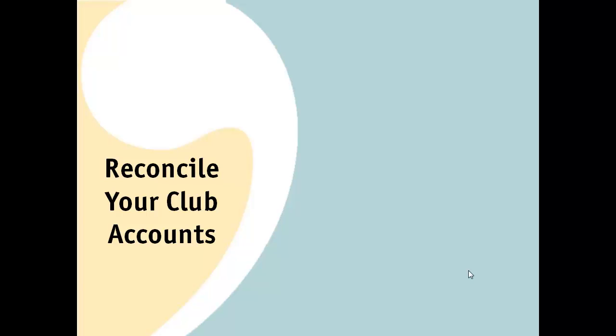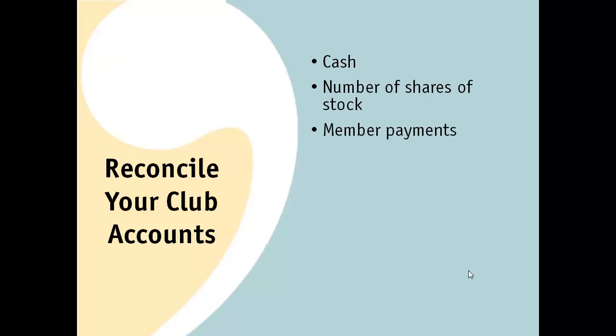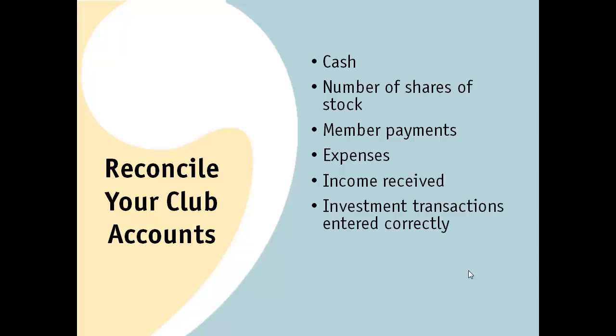Once you have paid him, it's not very easy to correct a mistake. So do not go any further unless you are sure all of these things are correct. Your cash balance in bivio agrees with your financial statements. The number of shares of stock in bivio agrees with what your financial statements show. All your member payment entries are up to date. You've recorded all your expenses that happened prior to the valuation date. All the income you've received has been entered correctly, and all your investment transactions have been entered correctly.